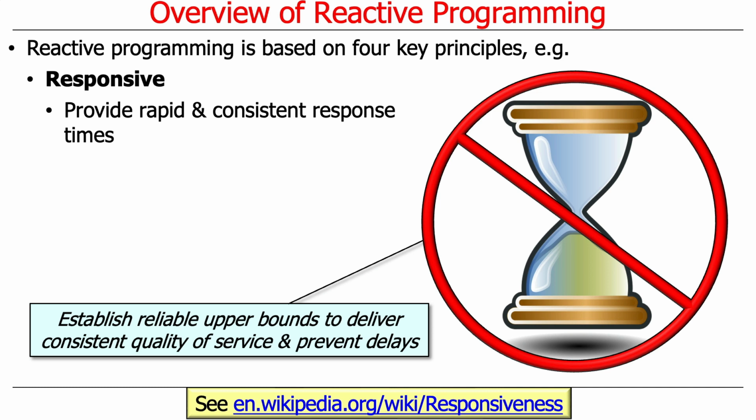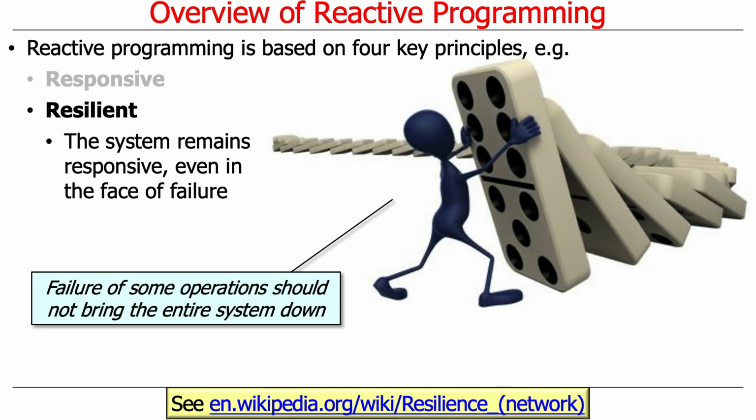Responsive means you want them to provide a rapid and consistent response time, meaning that you don't want to have large gaps or large delays between processing of events. So you'd like to have some kind of upper bound on how long it'll take to handle something, and you don't want to have some kind of hourglass or spinning wheel or the dreaded spinning icon that Mac or Windows used to do because the threads were unable to keep up with what was happening in the background.